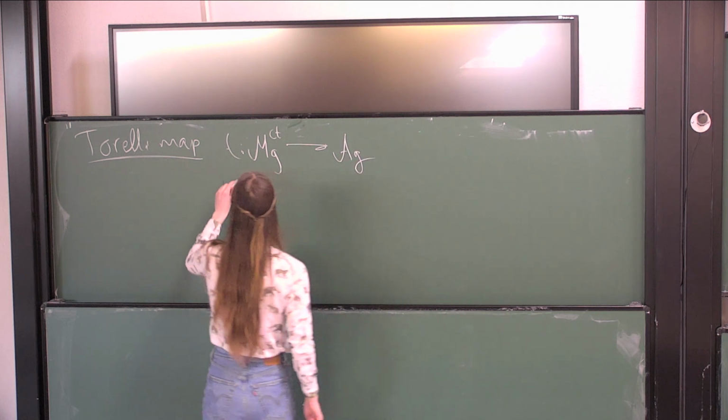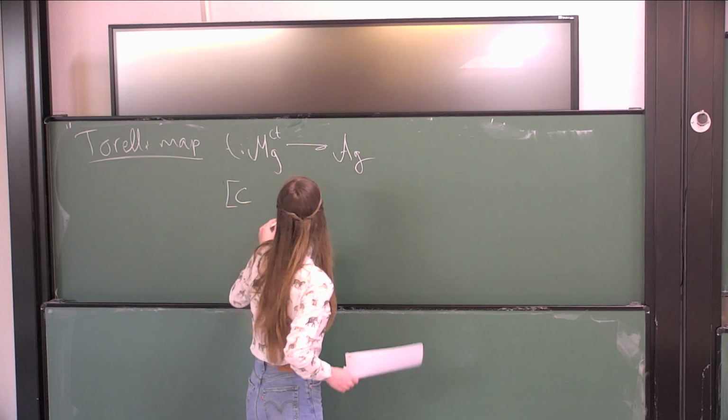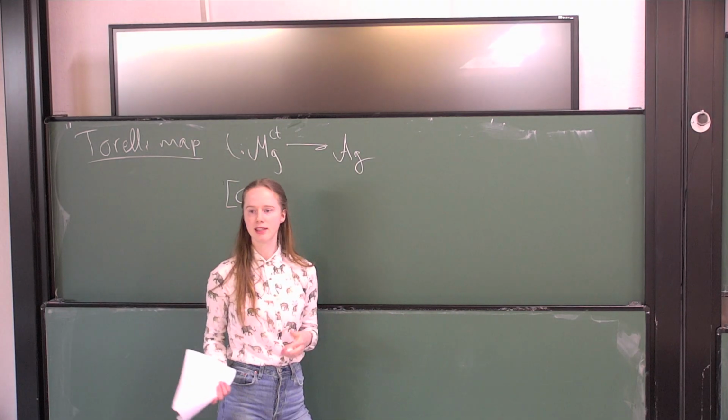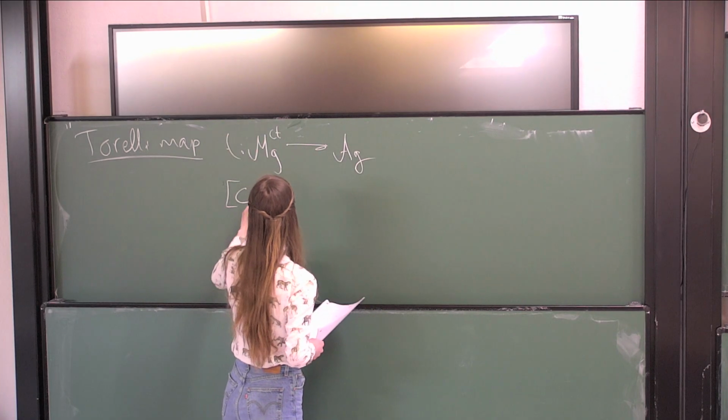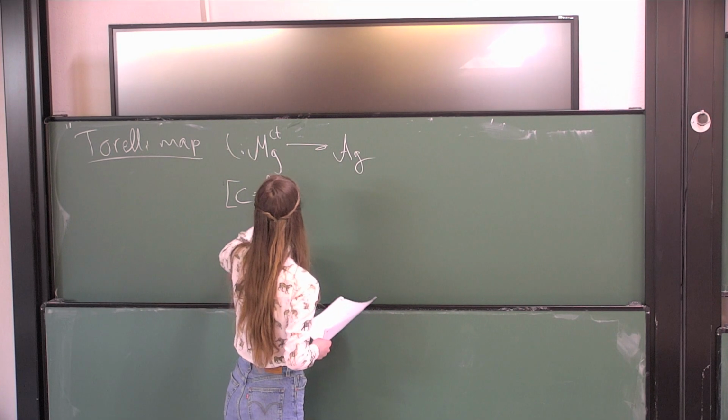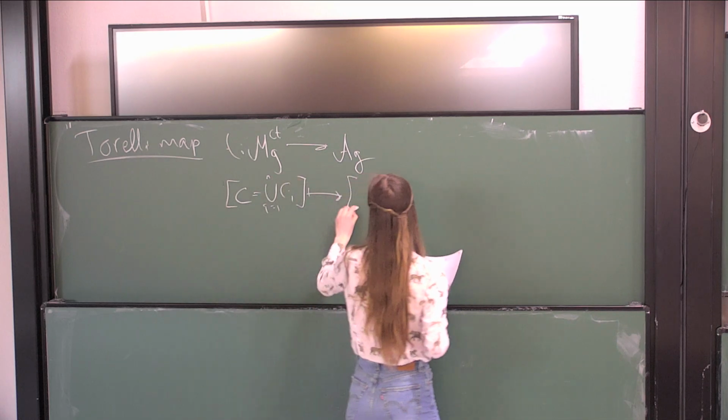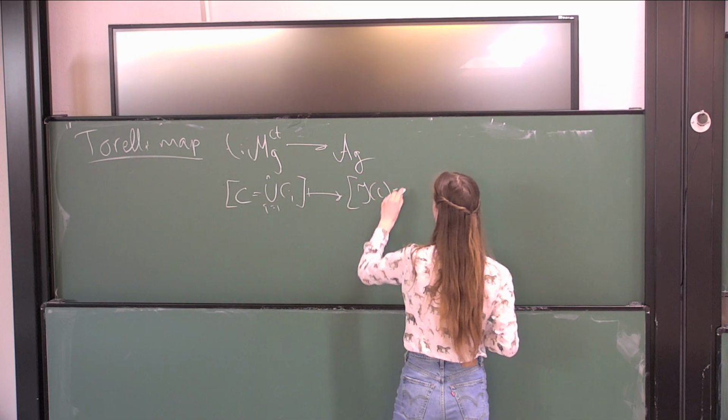It takes a curve and maps it to its Jacobian, which parameterizes line bundles that have degree 0 on every component. And when the curve decomposes into its irreducible components C_i, then the Jacobian will decompose as a product of the Jacobians of the irreducible components.